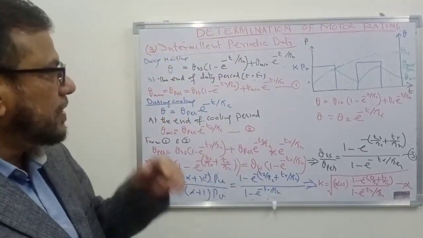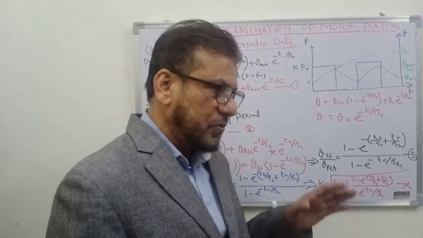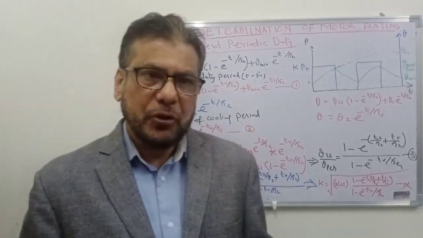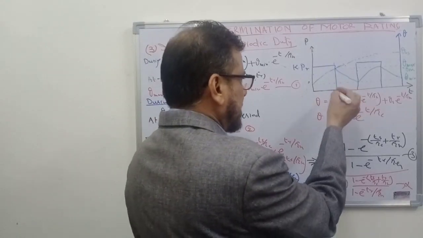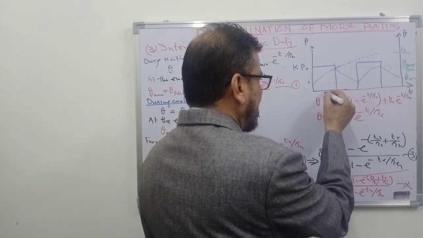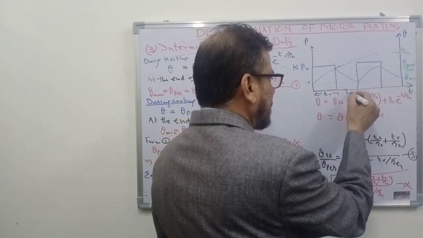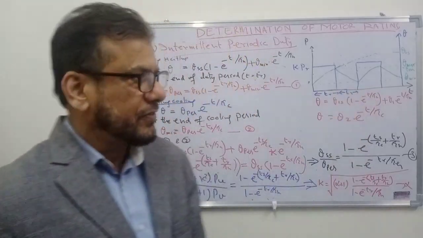Now, in today's lecture, we shall try to find out how to select the motor rating in the case of intermittent periodic duty. That is, the motor is loaded for the time period TR, running period, and the motor is stopped or disconnected for the time Ts.